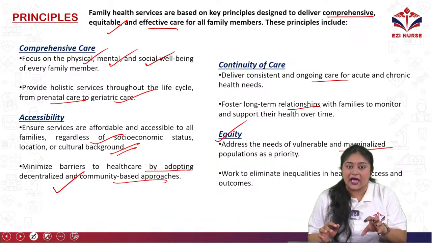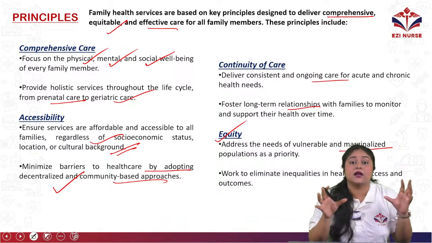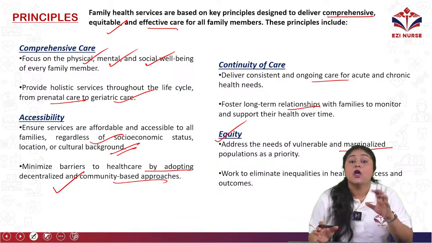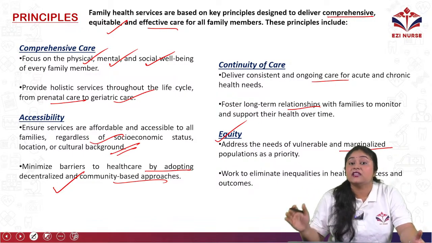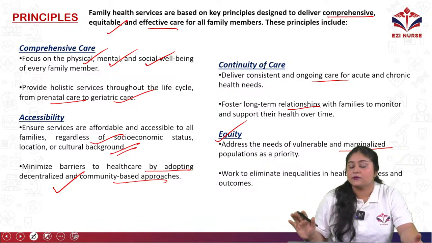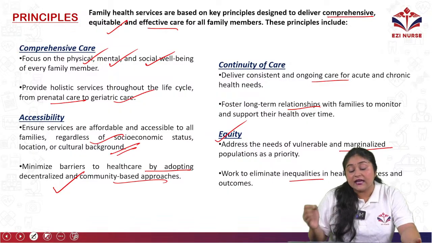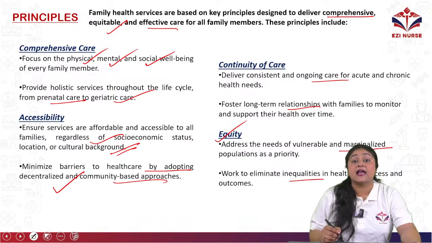So based on the priority, based on the health conditions of the community people, we have to provide the care, and the care should be distributed equally for each and every family member or community member, and work to eliminate the inequalities in healthcare access and outcomes.